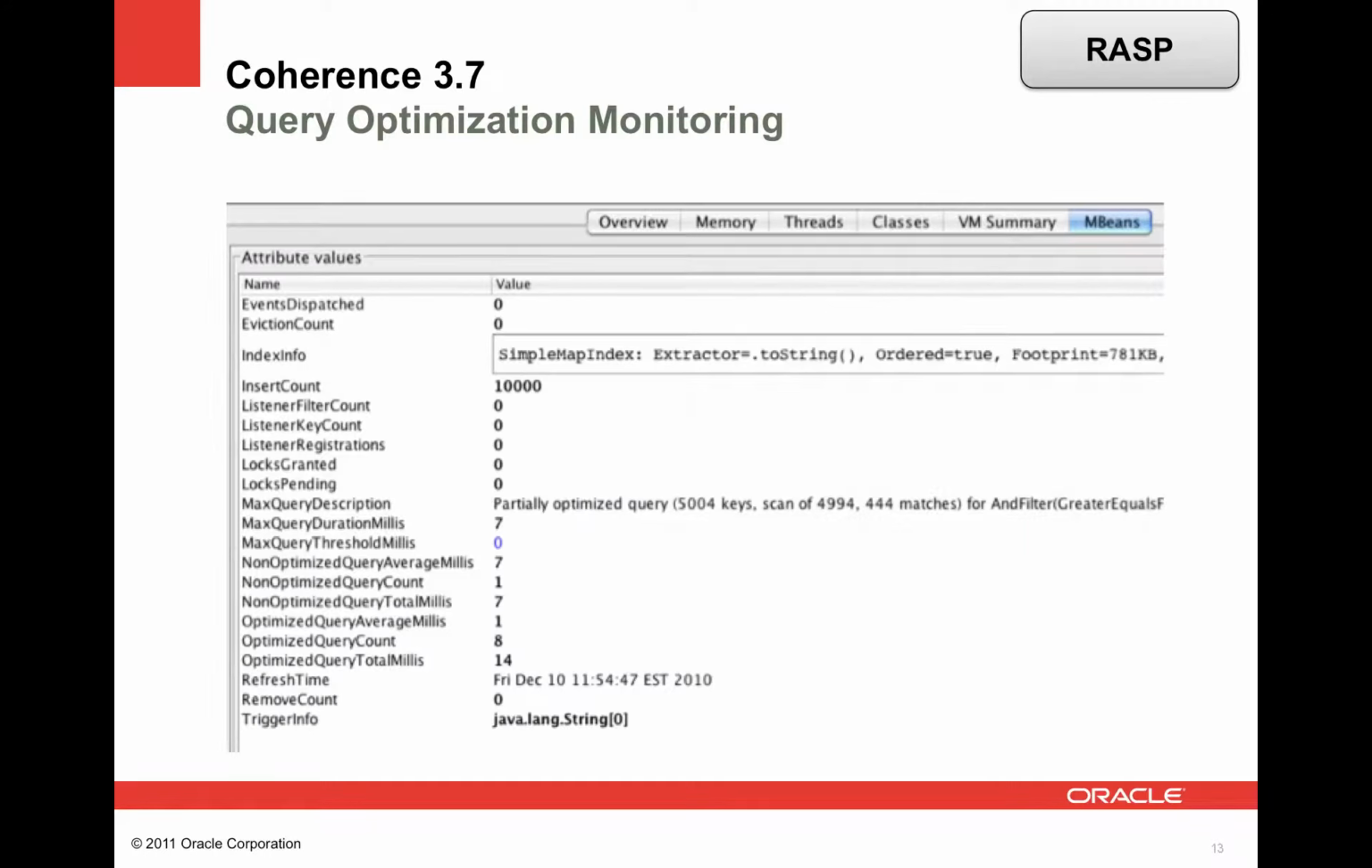Here you see a little screenshot of JConsole. The non-optimized query count is 1, and the max query description shows you the actual filters that are being called during that query that is non-optimized. So it allows you to very easily and quickly track down non-optimized queries within your system.